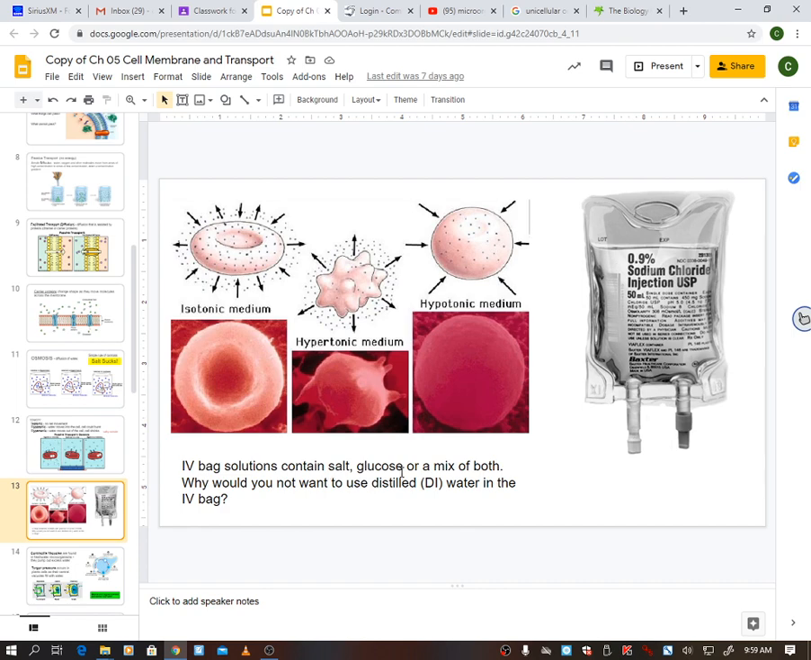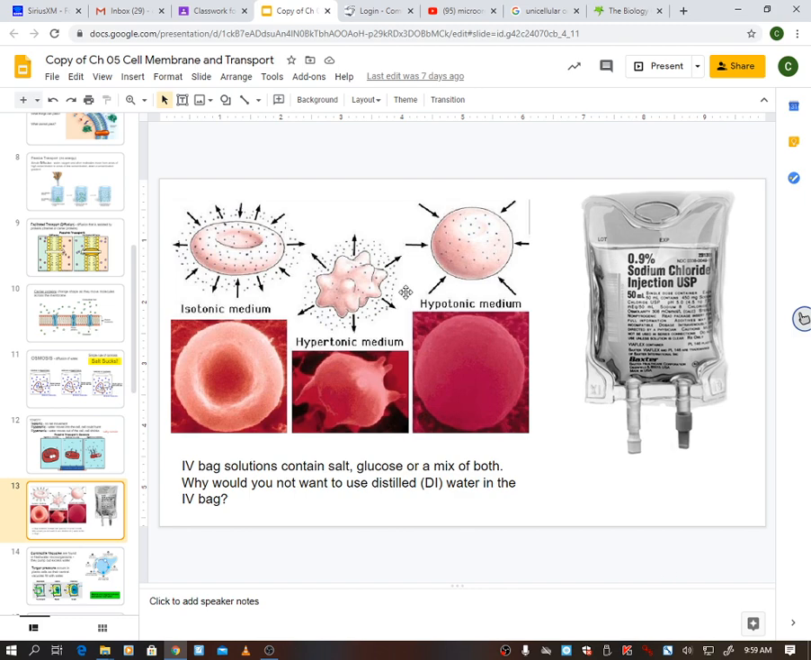So why would you not want to use distilled water in an IV bag? See, an IV bag here has a mixture of all these salts and everything in it. If you used pure distilled water, that pure water is a very high concentration. So when it gets into your body and sees your cells are a low concentration, that water is going to flow from the high concentration that was in the bag right into your cells.